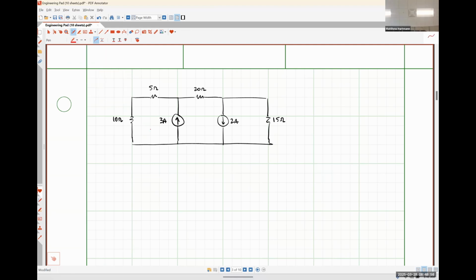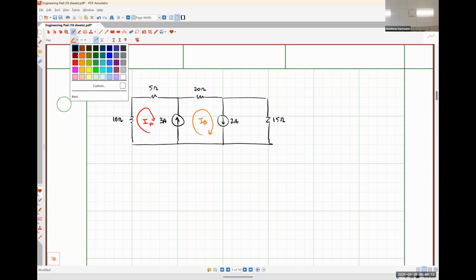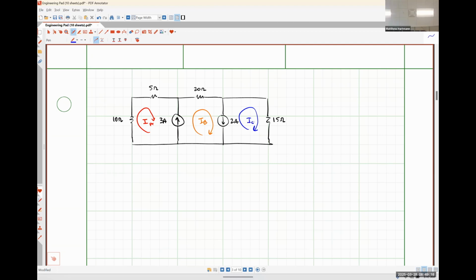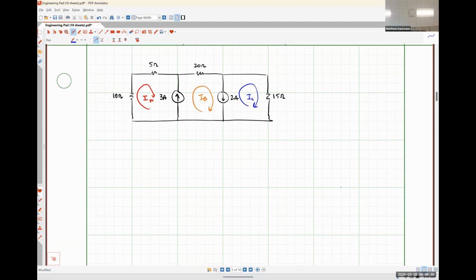Step 1 and 2, we would identify and label our mesh currents. So there's, let's call it IA. Here's IB. And here's IC like so. Step 3 has to do with controlling variables. There are no dependent sources, so we don't have to do that step at all. Step 4 is our current relationship equations. So what are our current relationship equations going to be for this circuit?